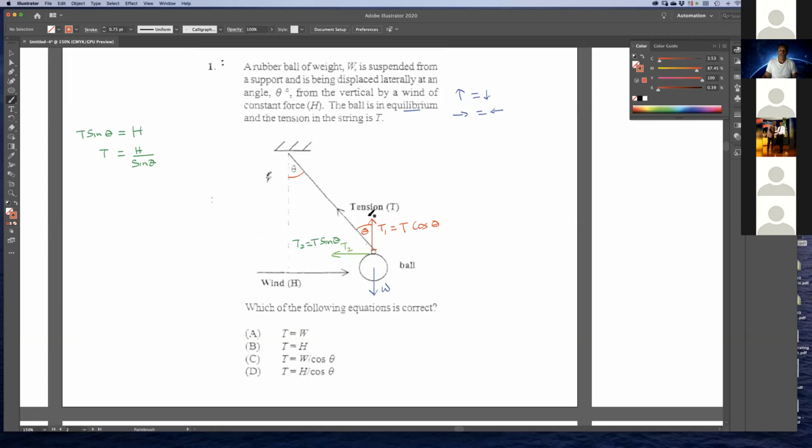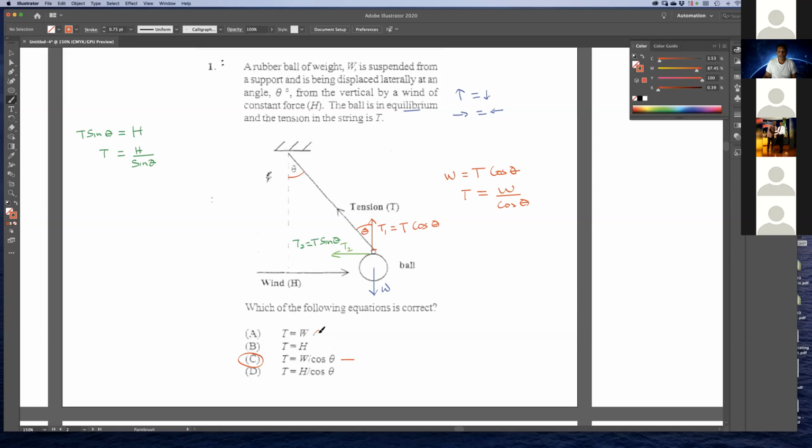In the other direction, we look at the vertical forces, and we can see that W, which is the downward force, must be equal to T cos theta. And therefore, if we make T the subject, T is equal to W over cos of theta. And from here, we see this there. And therefore, the answer has to be C. This is not there. I mean, there's only one correct answer.